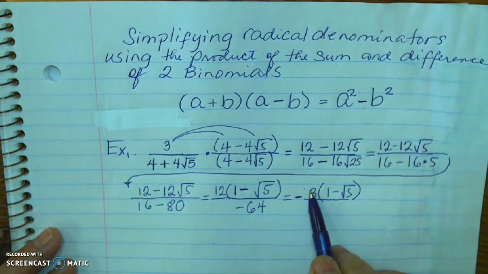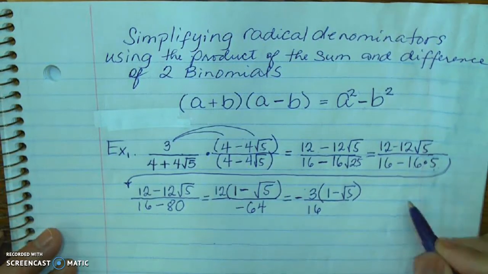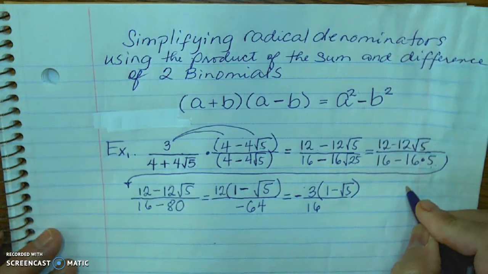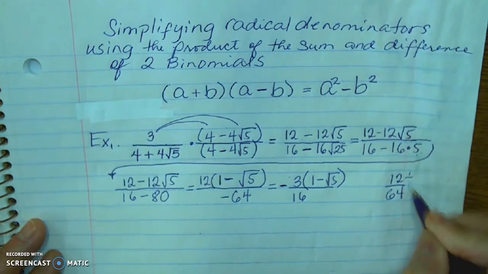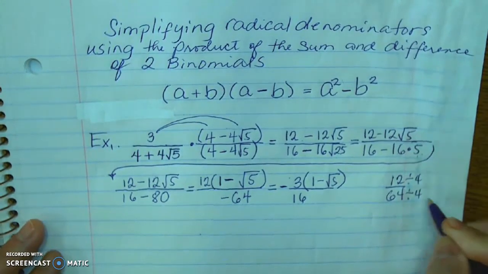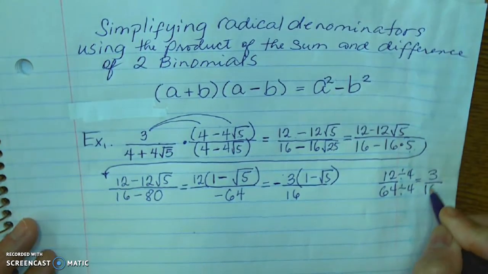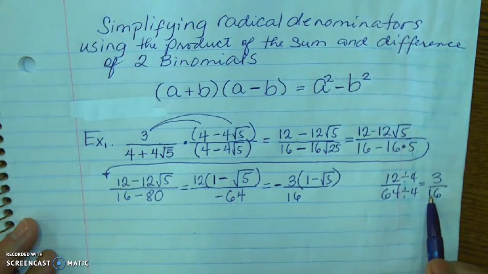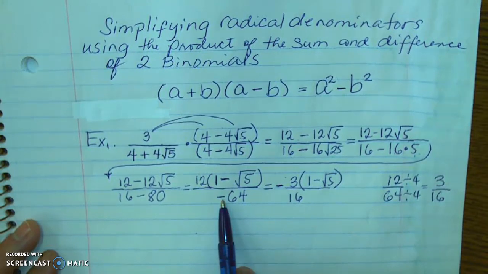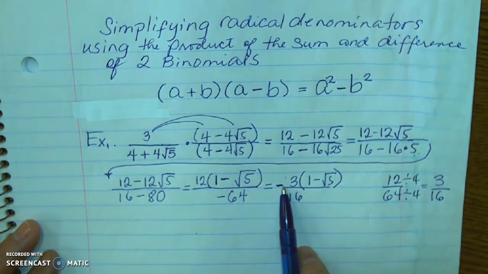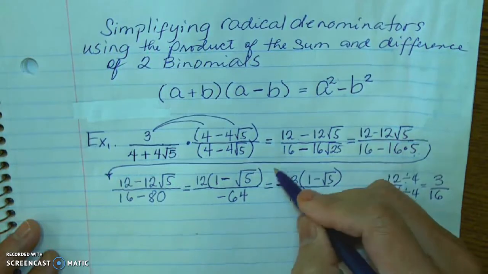I'm going to real quick show you why the 12 over 64 became 3 over 16. It is because 12 over 64 is actually divisible by 4, which will make it a 3 over 16. And that's where I got it from. The negative is because the 12 is positive and the 64 is negative. So positive over negative is negative for the whole fraction. And your final answer on this one is this.